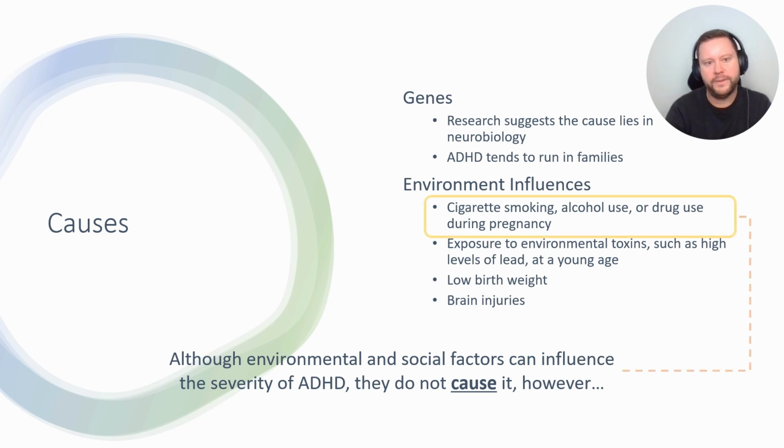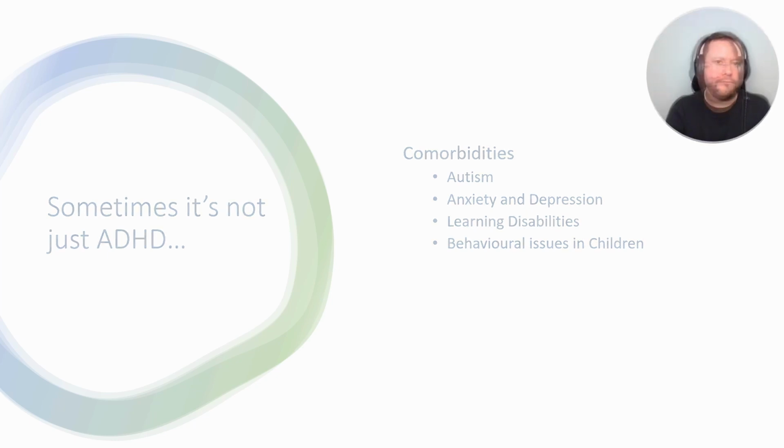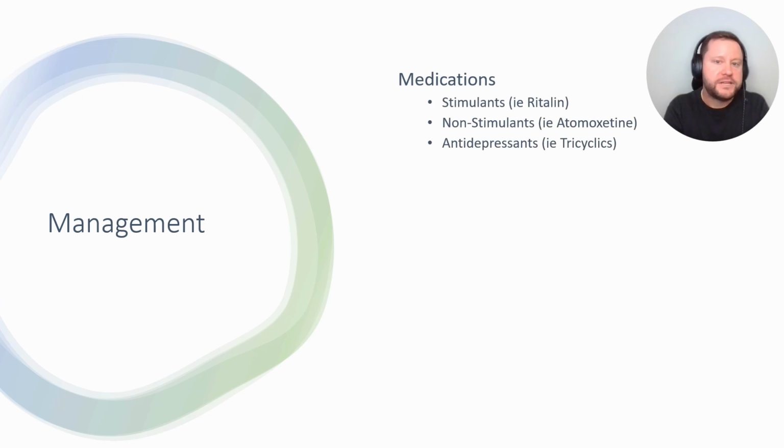However, there is some evidence of a link with smoking or taking drugs during pregnancy, so this should definitely be avoided. Other illnesses often co-occur with ADHD. Now, I already mentioned autism, but also anxiety and depression, learning disorders, and children might have more severe behavioural issues such as being defiant, stubborn, aggressive, or destructive. So that is a brief summary of ADHD.